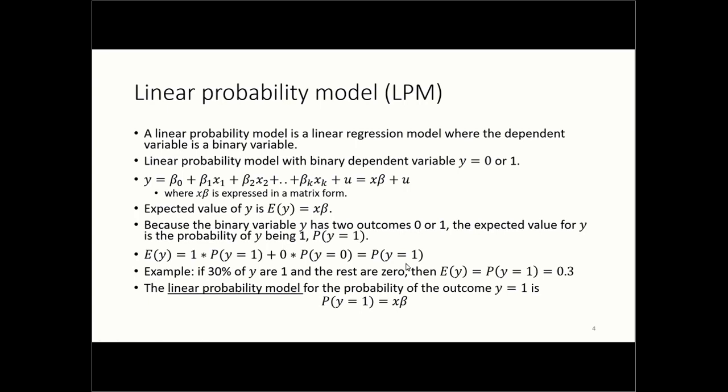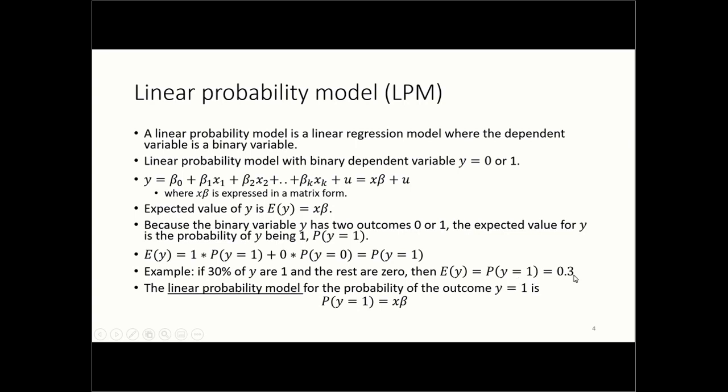To think about it in other terms, if 30% of the y's are ones and the rest is 0, so basically 70% of the sample is 0 and 30% are 1, then the expected value of y, if we just take an average of this variable here, with 30% ones and 70% zeros, the average of that would be 0.3, but that would also be equal to the probability of y equals 1, and that is 30%.